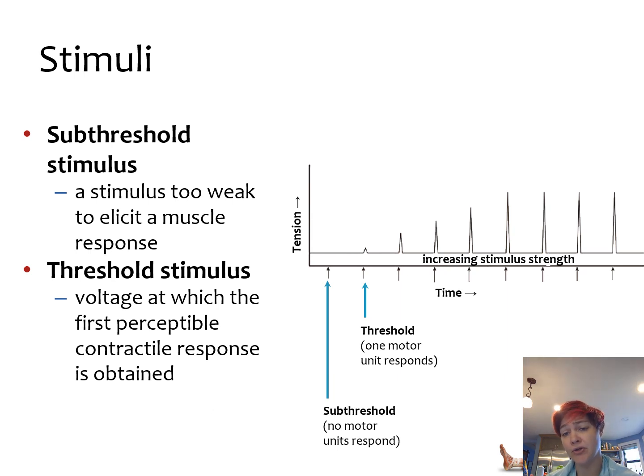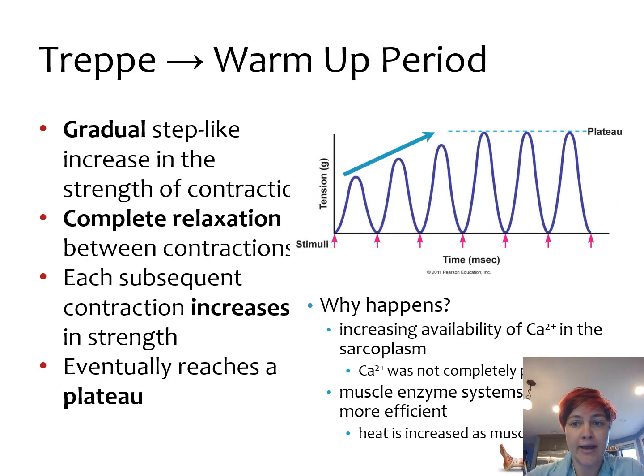You can see at threshold, you've recruited one. So the larger the stimulus, the more motor units you can recruit to help you out. Now, you do have a limit, obviously, to the amount of motor units you have. So keep that in mind. There hits a plateau, right? Okay. Oh, that's what we're going to talk about next.